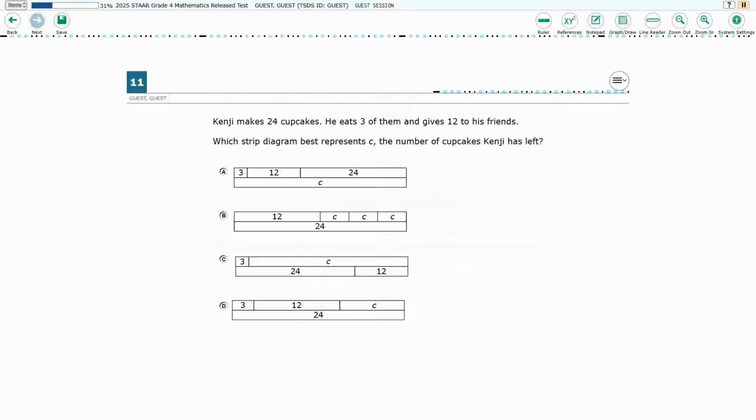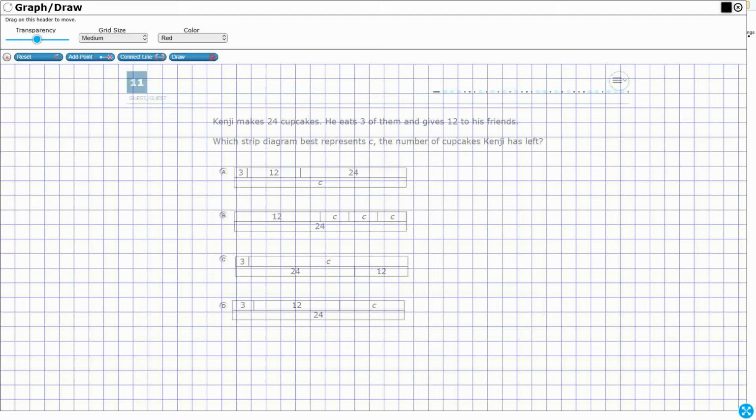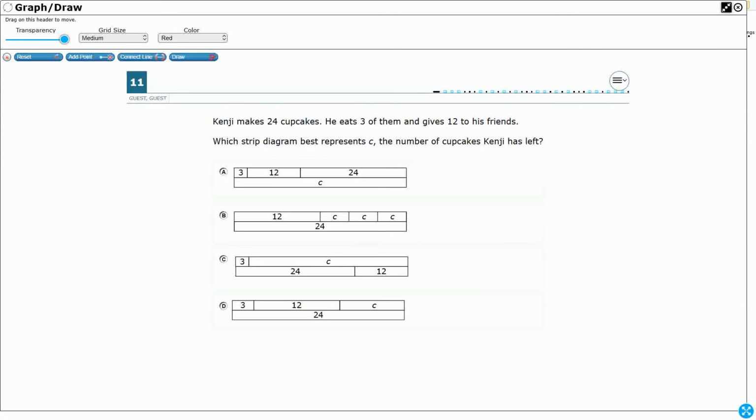We lock that down. For number 11, we are looking at 4.5a. We are representing an unknown quantity. We have a letter here. In this case, we're looking at the letter C, and we need to represent this. Now let's see. Kenji makes 24 cupcakes. He eats 3, gives 12 to his friends. How many cupcakes does Kenji have left?